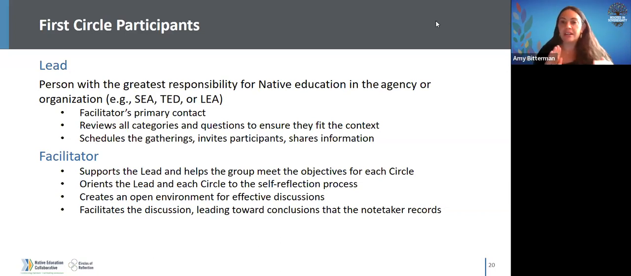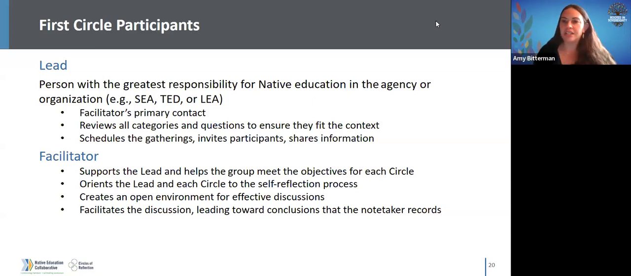But really that person obviously has to maintain that balance of perspectives. So that's really crucial. The lead and the facilitator are working really closely together to get ready for that first circle. One of the main things they're doing is going through those reflection questions together and deciding, we need to reword this so that this language fits how we talk and the words that we use in our state or in our district.